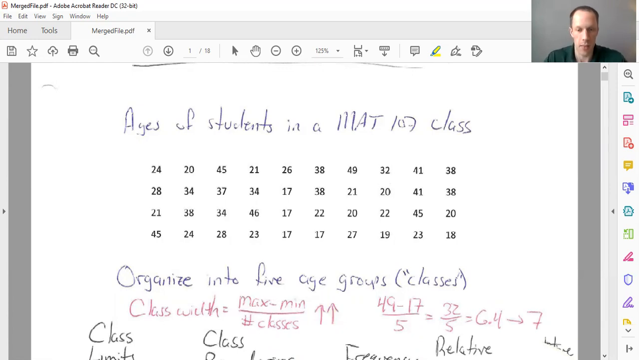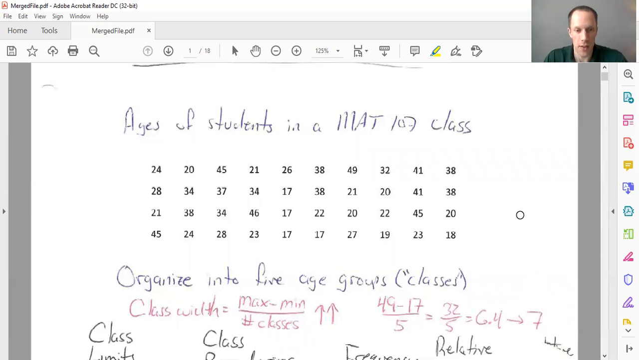So in this case, the maximum is 49, the minimum is 17, and I'm going to sort this data into 5 classes. So I'm taking 49 minus 17 divided by 5. So that gives me 32 divided by 5, which is 6.4. Now, normally, if you were rounding, 6.4 would go down to 6. But remember, this is a special calculation where no matter what number comes out of the formula, you have to go up. Even if we got 6 exactly, a whole number, we would still have to take it up to the next highest number, which is 7. So our class width is 7.